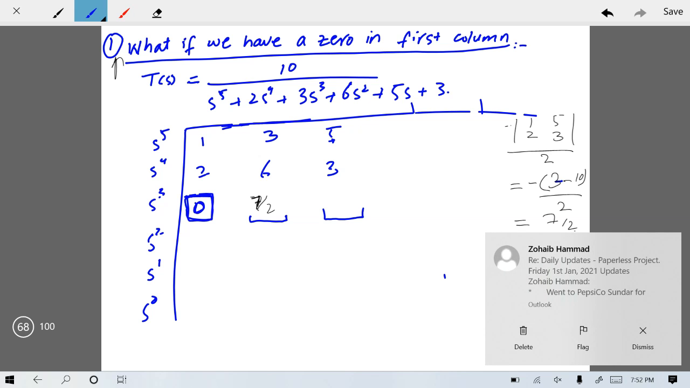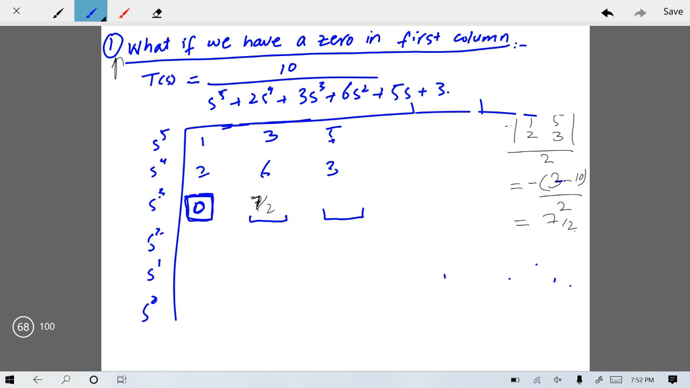So if I have 0 in the first column, then there would be a problem to fill the entries of the s^2 row, the entries of the s^1 row, and the entries of the s^0 row because of this 0. So what to do? The step we should take is to assume this 0 as a very small number, epsilon, and then continue the calculation. If I have this number as epsilon, then my s^2 term over here will be 6 epsilon minus 7 divided by epsilon.